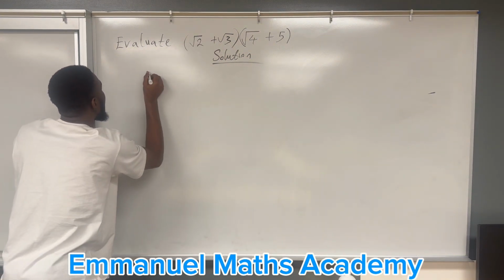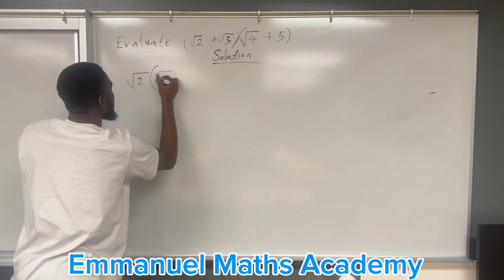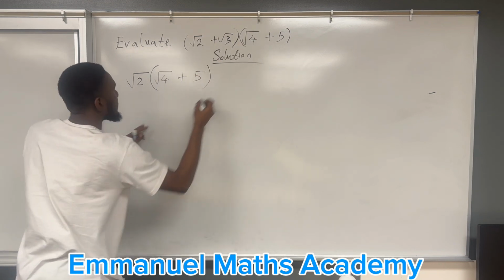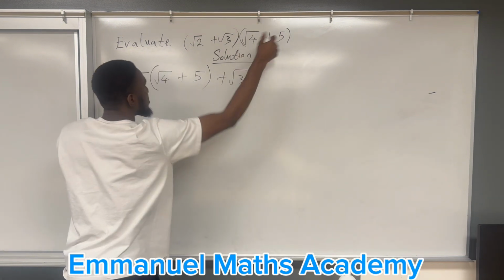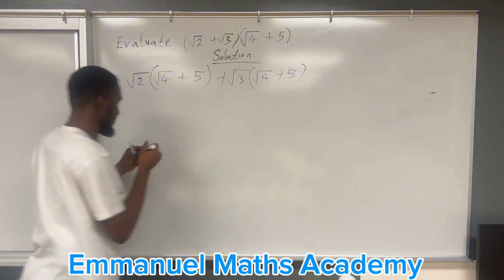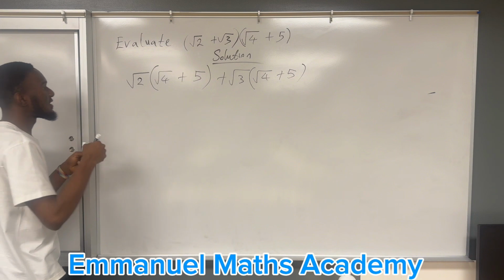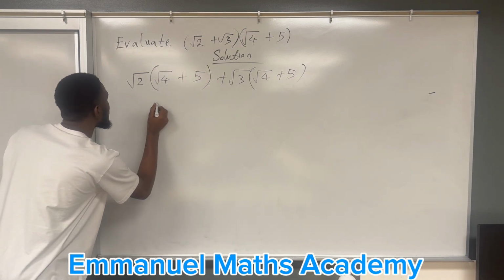From this, we have root 2 into what? Root 4 plus 5, right? Plus root 3 into what? You distribute into what? Root 4 plus 5. Is that clear? So this is easier to understand, right? So root 2 times root 4 will give you what? Root 8.